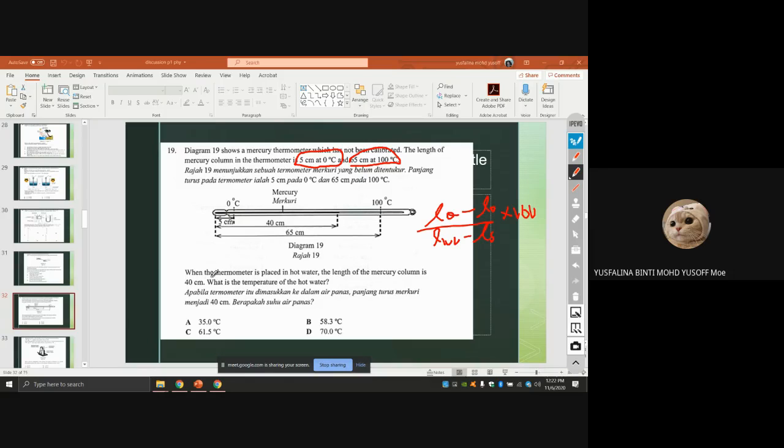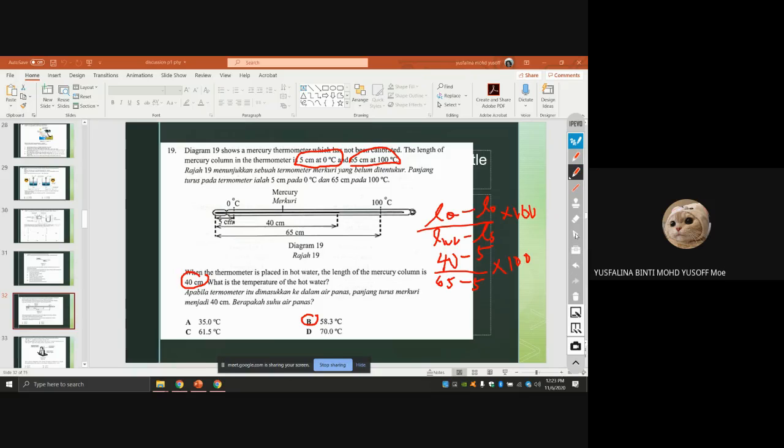Then it said when the thermometer is placed in the hot water, the length of the mercury column is 40 cm. So what is the temperature of the hot water? So Lθ is the length of the mercury that we need to find the temperature for. So Lθ is 40, L0 is 5, L100 is 65, L0 is 5, and then multiply by 100. Then you just use the calculator, so you got the answer B.